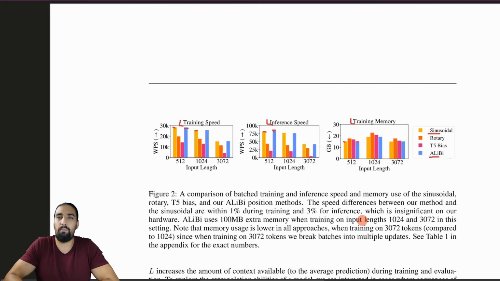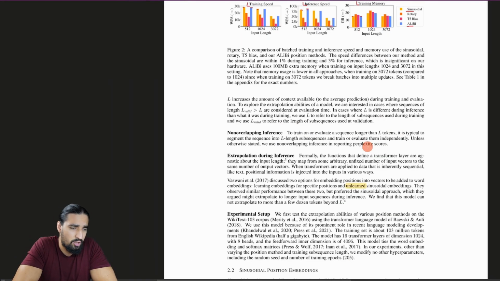And the nice thing about this ALiBi paper is that it comes with pretty much zero overhead. So there is some small overhead. They mentioned like 100 megabytes of memory, etc. But let's say zero overhead, they get all of this additional extrapolation capability. And that's pretty amazing, if you ask me.